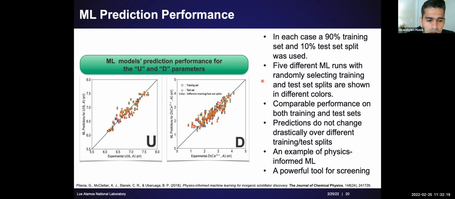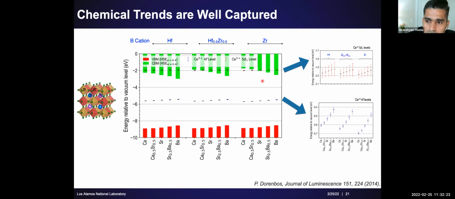First test we do is, can we predict chemical trends? So we take an example of double perovskite oxides. On A site, we have calcium, strontium, and barium and 50-50 combinations. On B site, we have hafnium and zirconium and their 50-50 combination. And these are very similar types of chemistries, right? So you would expect, if your model is able to capture chemical trends accurately, very similar predictions for the 4F and 5T levels.